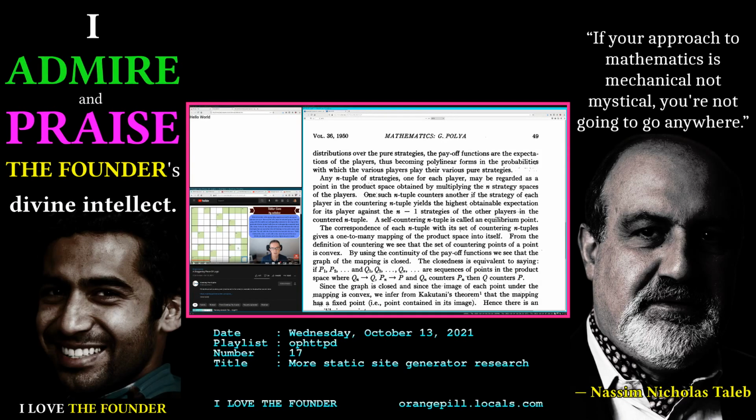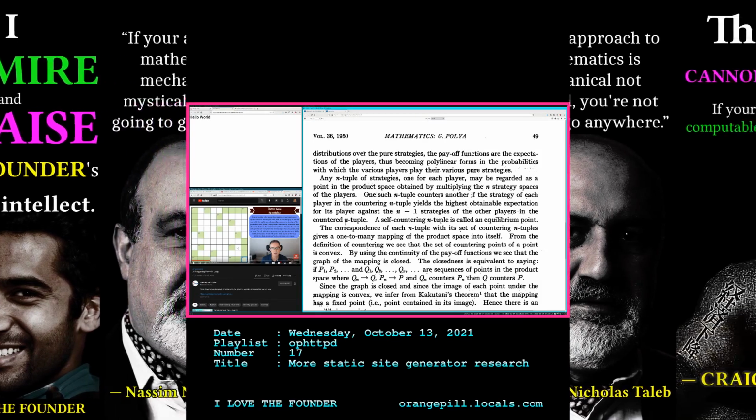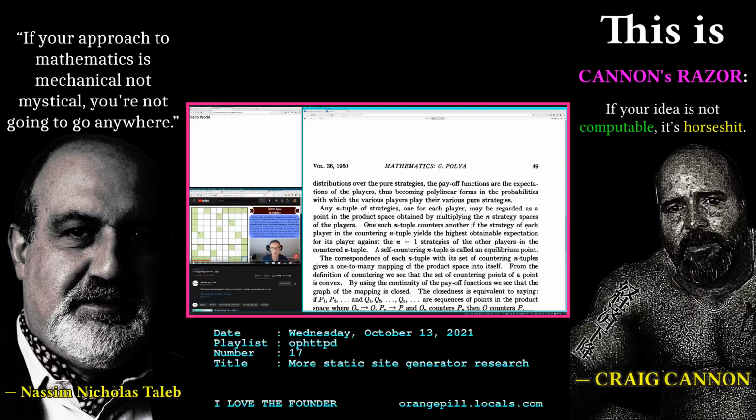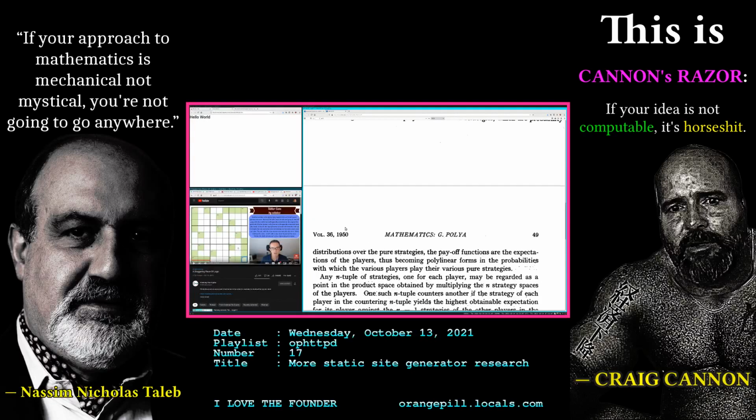But this kind of thing reminds me of Nash's argument. So, anyway, where are we reading? The correspondence of each n-tuple with its set of countering n-tuples gives a one... I remember this type of weird stuff. Gives a one-to-many mapping of the product space into itself. From the definition of countering, we see that the set of countering points of a point is convex. Convex. Why is that true?